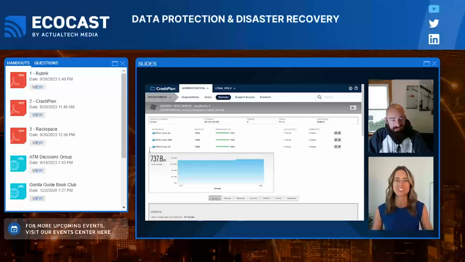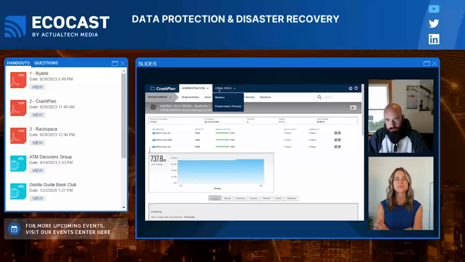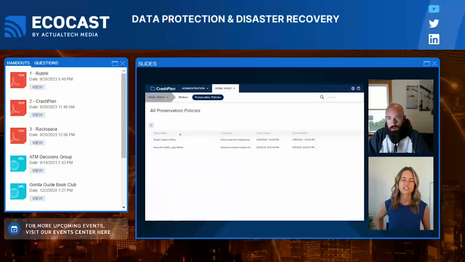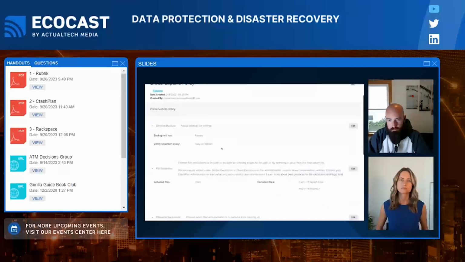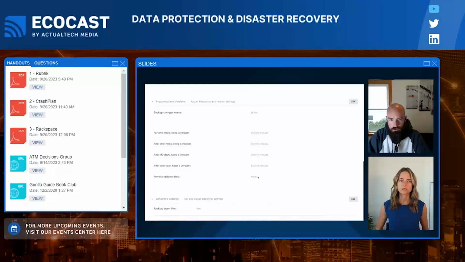Are CrashPlan's versions capable of being used for very strict data retention policies or discovery? Yes, actually. We have our legal hold module integrated with the product. Through the preservation policy, the legal team can collect additional files, additional versions, and save deleted files forever. They can really ratchet up what is being kept, and that's completely separate from the IT side of things.